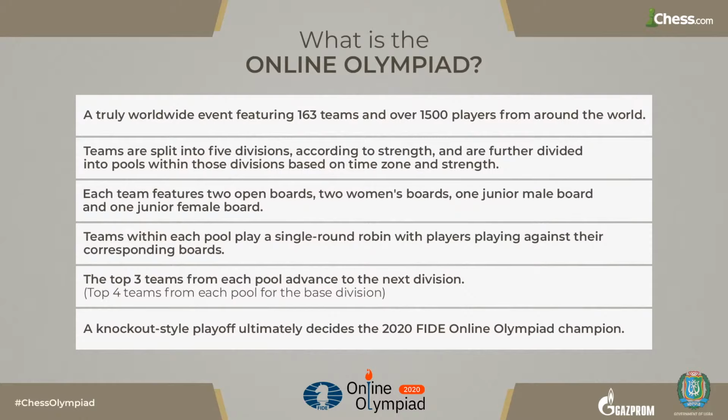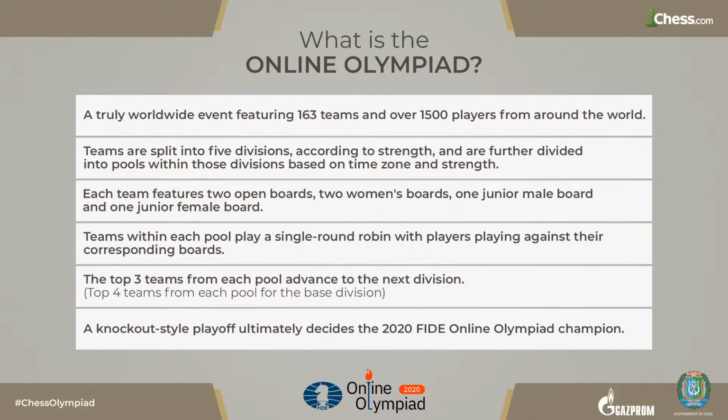A very important feature of this Olympiad is that each team has 2 open boards, 2 women's boards, 1 junior male board, and 1 junior female board. So as I said this morning, it's like 3 events in one. We have an open event, a women's event, and a junior event, all in one single team competition. The teams within each pool play a single round robin.